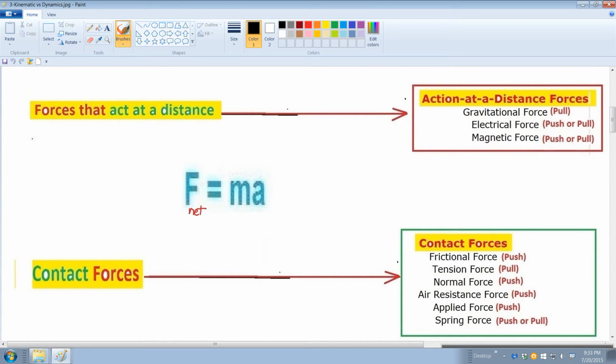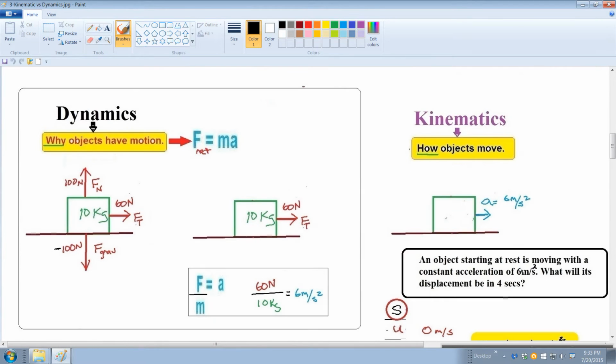Okay, so let's go down here and look at an example of a dynamic problem versus a kinematic problem, and really understand why objects have motion versus how objects move. You know, what those two really mean. So let's pretend we've got an object here that's 10 kilograms and it's sitting on ice, so there's no friction force. And we're going to have a free body diagram drawn here, and that's what this is. So you'll learn about that if you don't know already.